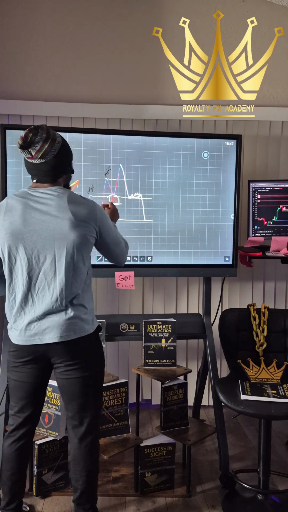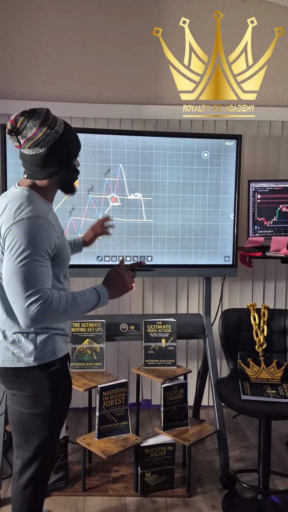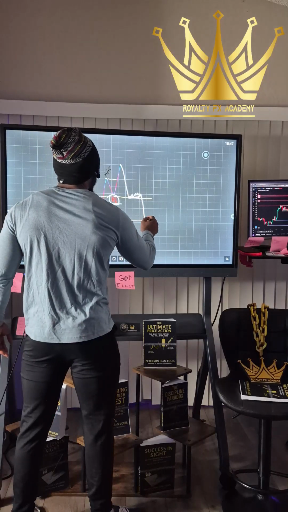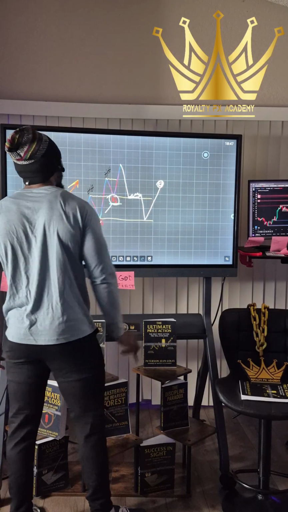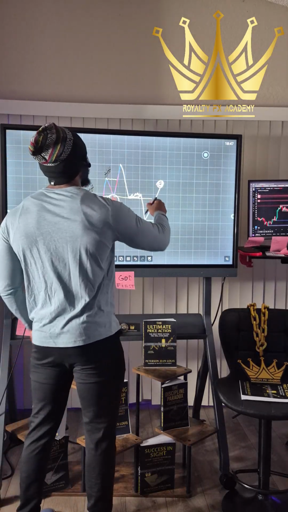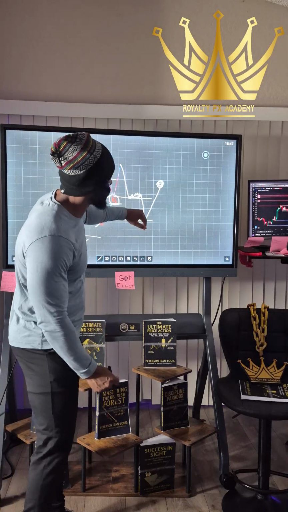Once it broke this point, now we have a first break of trend. When market goes back to give you the next structure high point is when we wait for a price action to confirm the full trend reversal. That's just the first part.